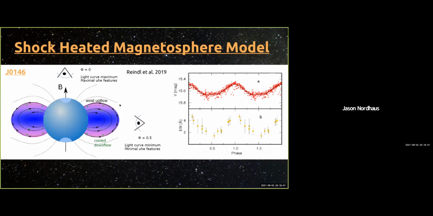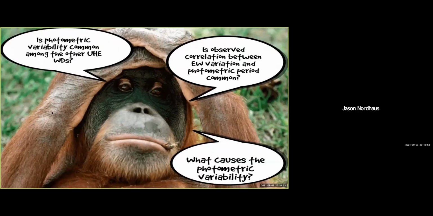This creates magnetically confined wind shocks, and these shocks heat up the plasma to several million Kelvin, which is required to observe ultra-high excitation features. But this leaves us with some questions. Is photometric variability common among the other ultra-high excitation white dwarfs? Is the observed correlation between equivalent width variation and photometric period common among our sample? What causes the photometric variability?